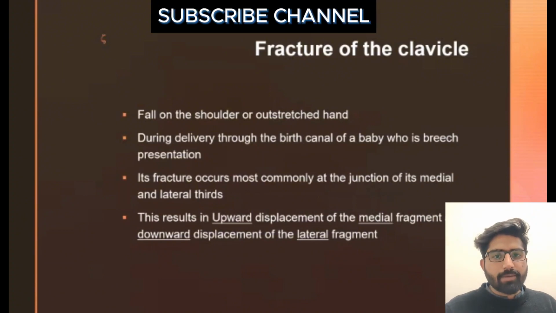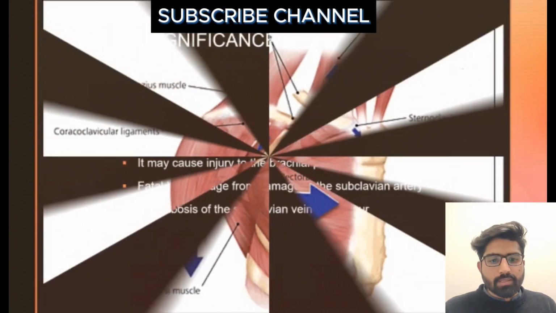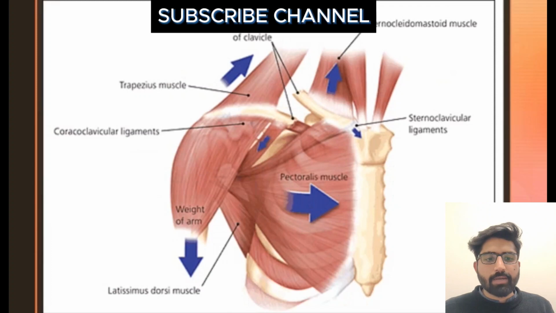Upward displacement of the medial fragment occurs due to the attachment of the sternocleidomastoid muscle at the medial side. So the medial fragment moves upward while the lateral fragment moves downward. Significance: it may cause injury to the brachial plexus, most commonly the lower trunk. Fatal hemorrhage can occur from damage to the subclavian artery, and thrombosis of the subclavian vein may also occur. So, as I've already told you, the medial fragment moves upward due to its attachment to the sternocleidomastoid muscle, and the lateral fragment of the clavicle moves downward.